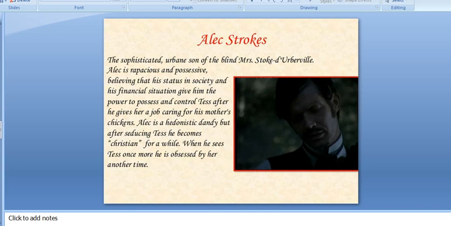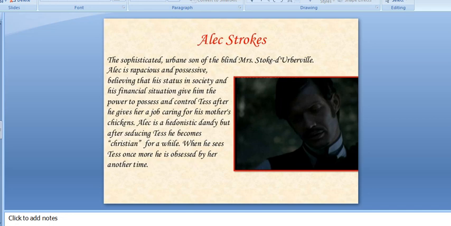Alec Stokes, who later took the surname D'Urbervilles, though they don't belong to that aristocratic family or surname. Their real background is the Stoke family or Stoke surname.